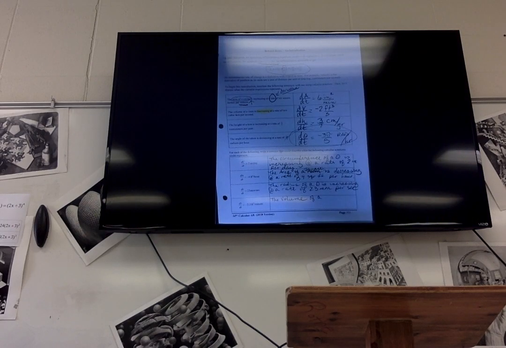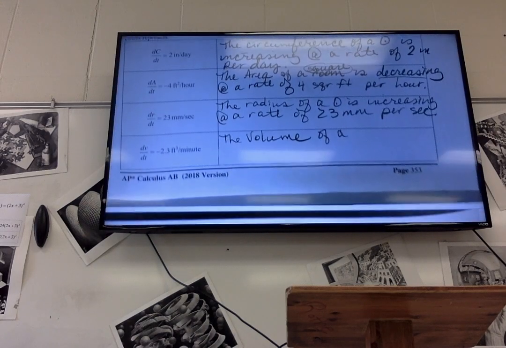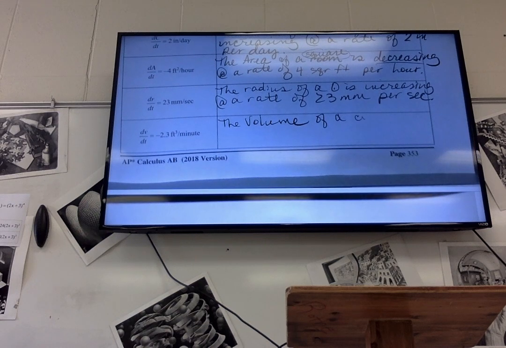Decreasing at a rate of 2.3 feet squared. Yeah, cubed. The volume of a cylinder is decreasing at a rate of 2.3 cubic feet, or feet cubed, doesn't matter, per minute.